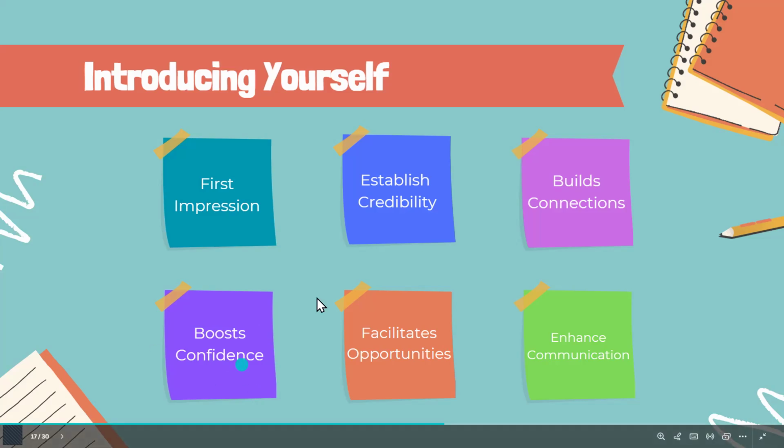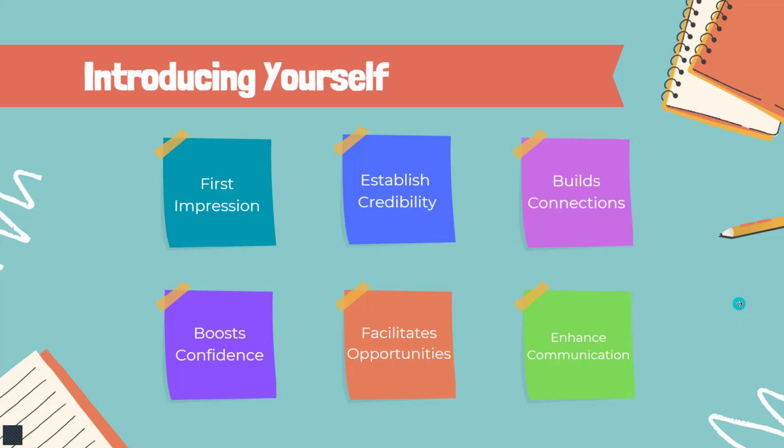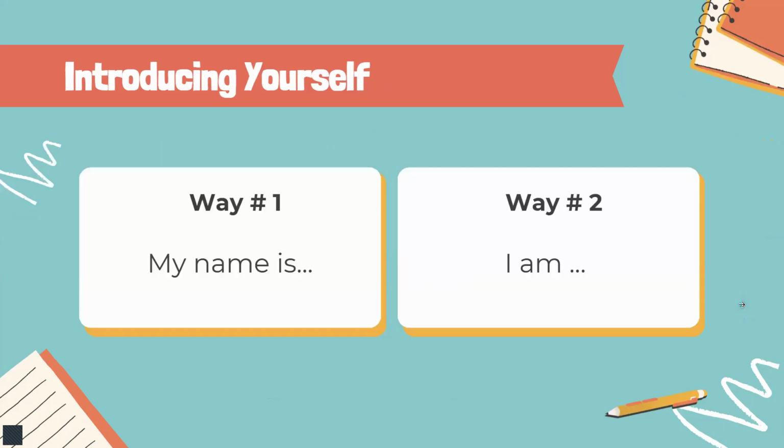Now that we know how to greet, let's learn how to introduce ourselves. There are two ways in English. The first one is my name is. Can you repeat that? My name is. Mi nombre es. My name is Maria. Mi nombre es María. The second way is I am. Yo soy. I am Maria. Yo soy María.